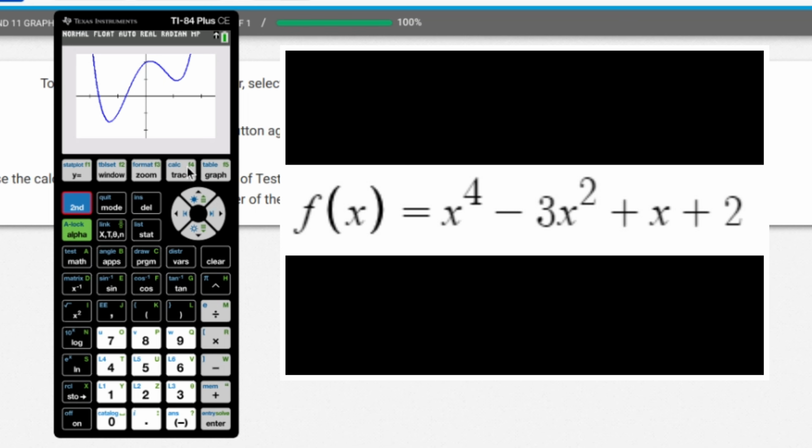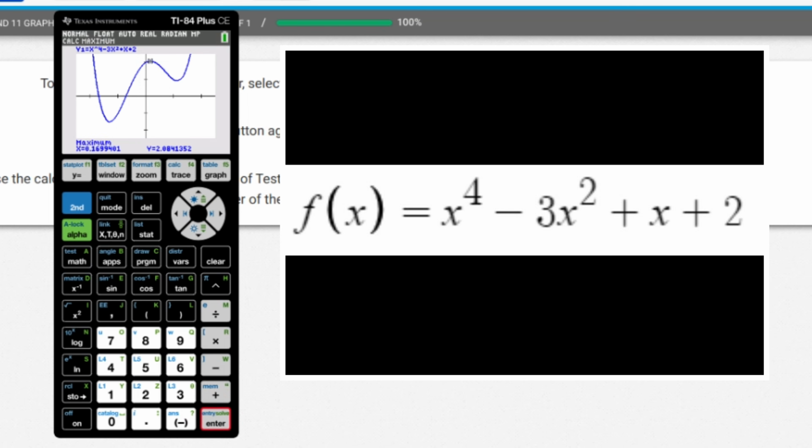Second calc takes you to calculate. I want the maximum, so I'm going to hit 4. My maximum lives right here, so I'm going to make sure my cursor is to the left of it for the left bound. Hit enter. I'm going to make sure my cursor is to the right of it, beyond the maximum. And always hit enter.